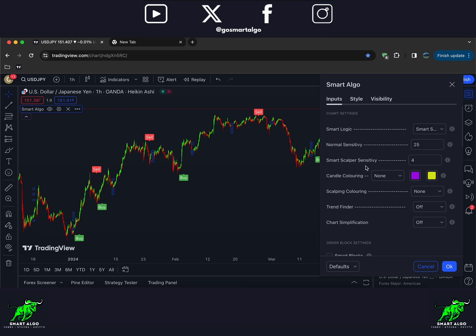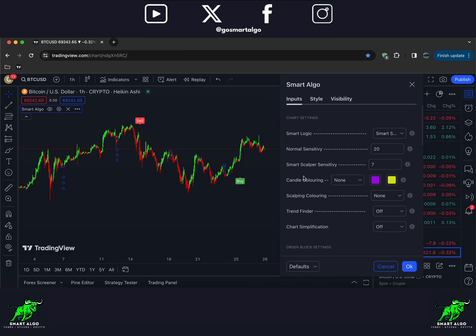So for the Smart Scalper sensitivity, it's basically the same concept, but just for the scalping mode, which we'll get into later. We also have the option here to color your candles. I personally don't use this option as I just stick to the default green and red. The whole purpose of changing the color of your candles is basically just to help with brain psychology.